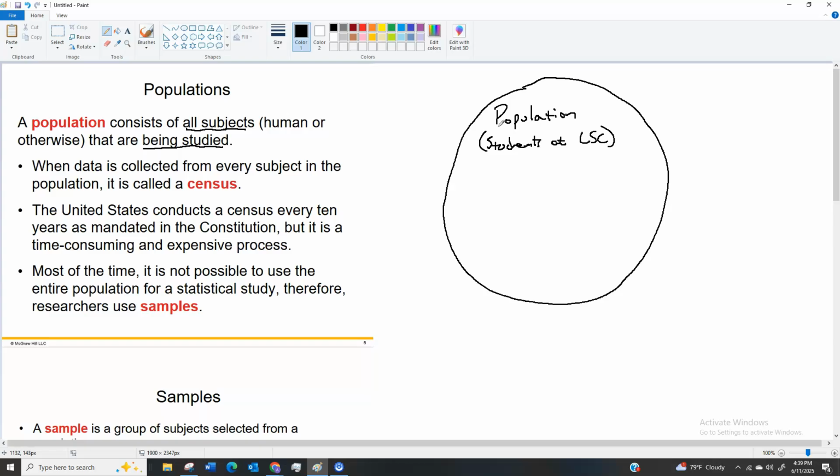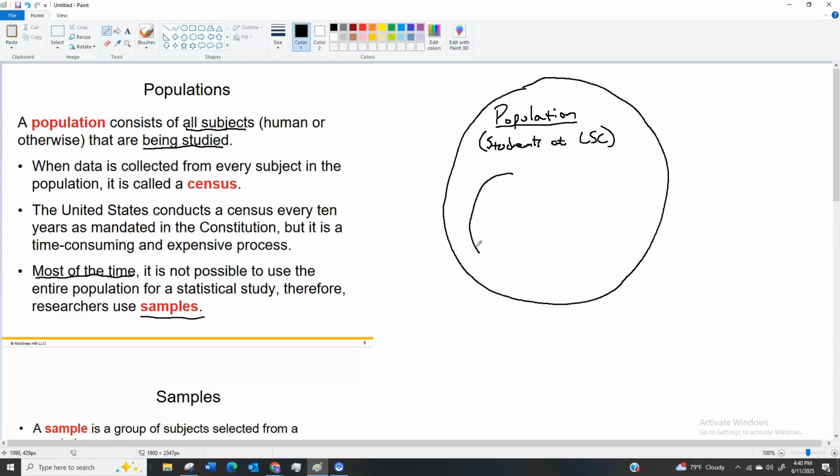With most populations, it's either very difficult or impossible to get information from every subject within the population. Say it's not in records that somebody can pull up on the computer, and you just want to ask students what their plans are after graduation. It would be impossible to ask every student within the system. So in order to study a population, most of the time, instead of taking a census and asking every single subject, we take a sample.